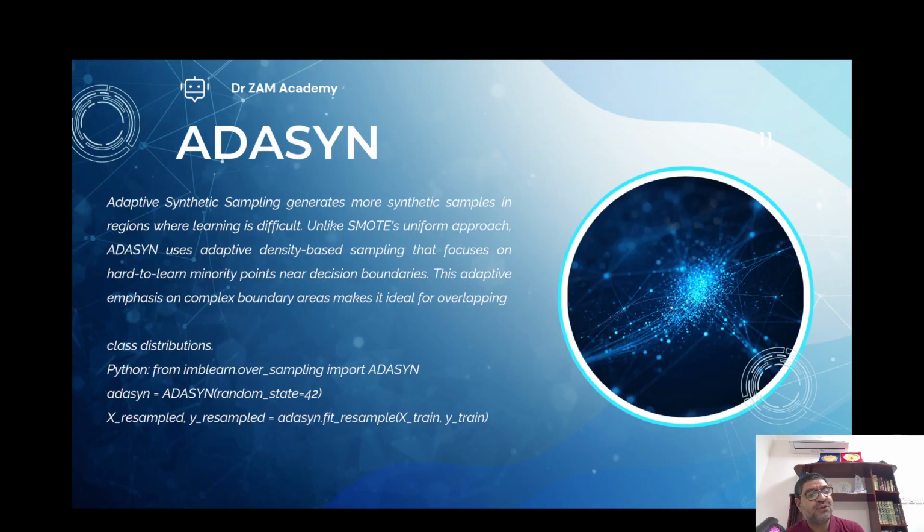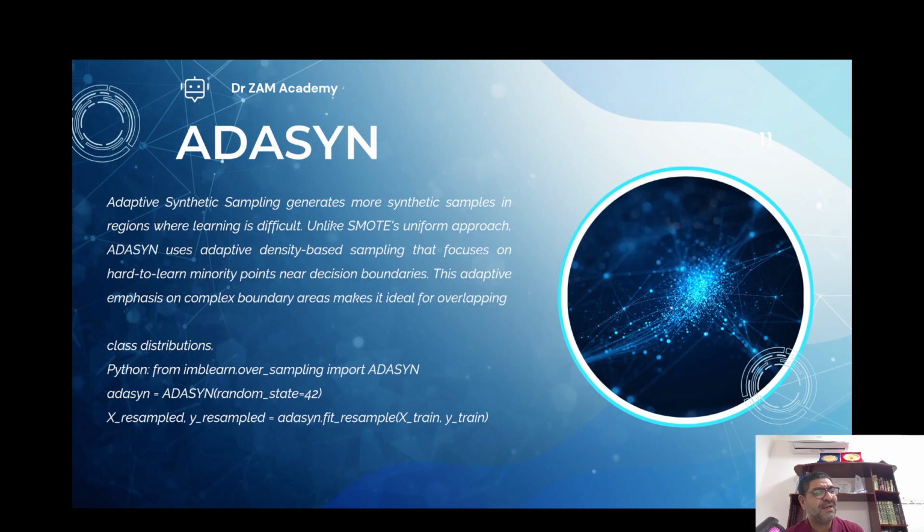Unlike SMOTE, which has a uniform approach, it will be adding the samples. It will not be a duplication of the values like random sampling, but it will be adding values irrespective of which particular place or which regions there are, irrespective of the regions.